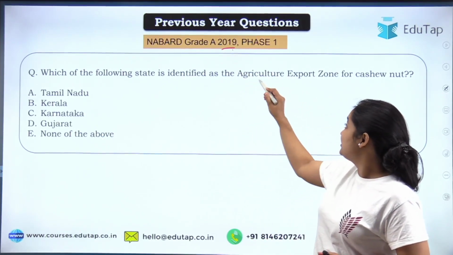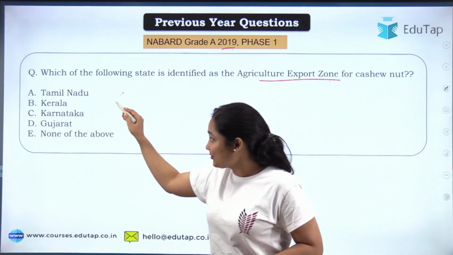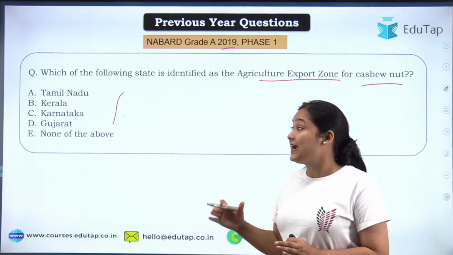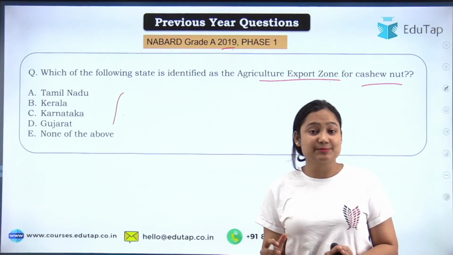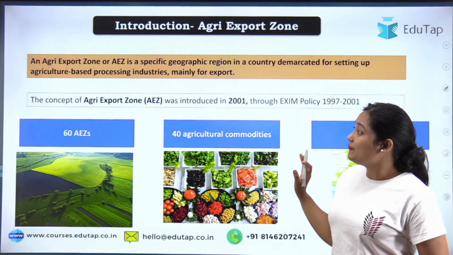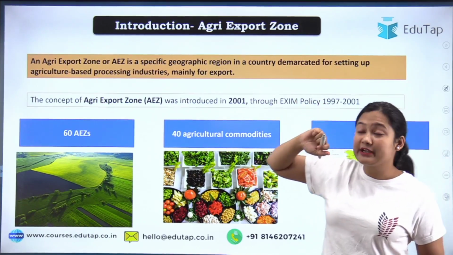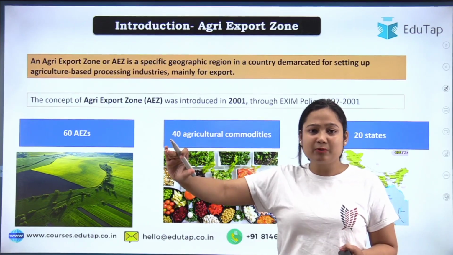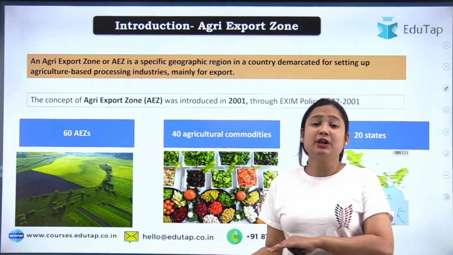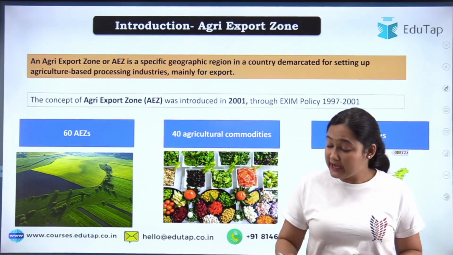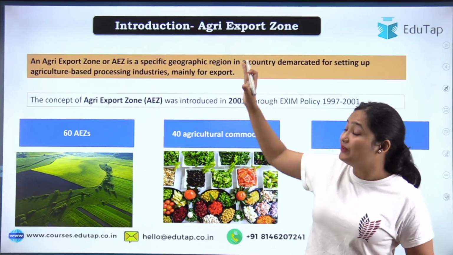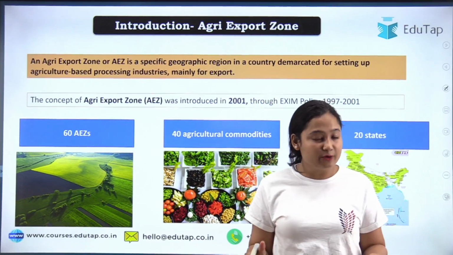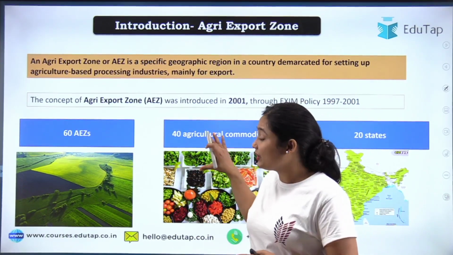So we will discuss these agriculture export zones, the states, and the agriculture commodities involved in them. Don't get confused: if we are talking about agriculture economics, we won't read about everything, starting from GDP and looking at the unemployment rate. No, this is all part of your ESI. Even the terminology and concepts that are general in economics are not important for your ARD static series.